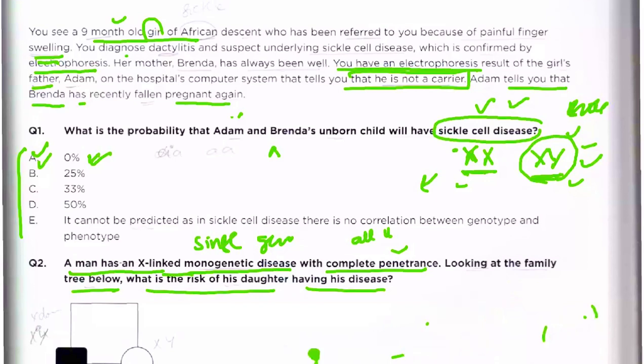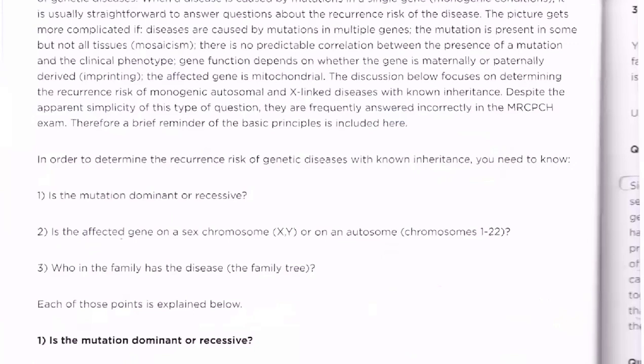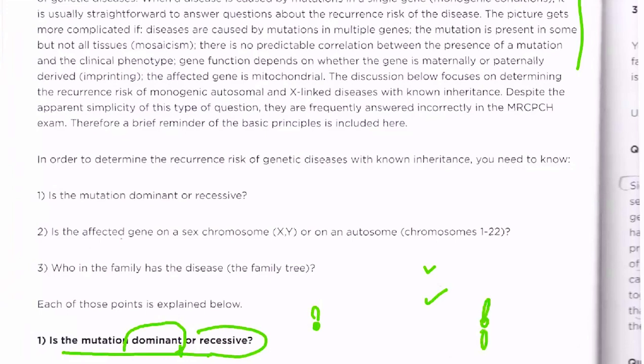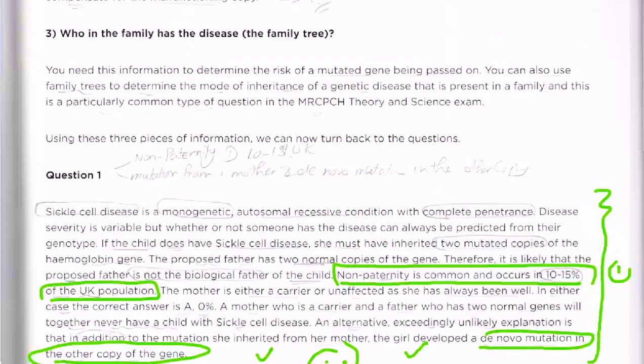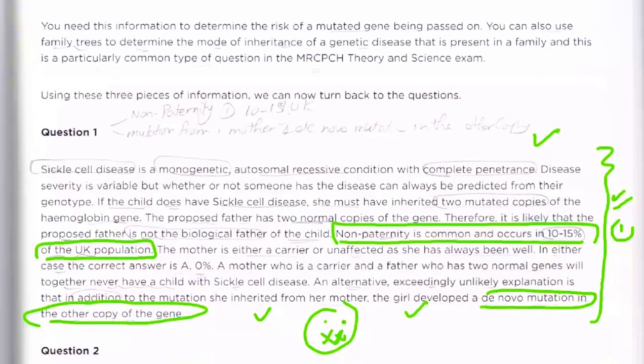The same thing they have told here in the explanation. They have told how to look at the mutations of autosomal dominant and autosomal recessive. What do you mean by dominant and recessive? For a disease to be dominant, only a single gene is required to be mutated, and for recessive, we need two genes to be mutated for the expression of the disease. Now in question one, they have told the same thing I told you: that may be a non-biological father of that baby, or that may be a new mutation that may be present.